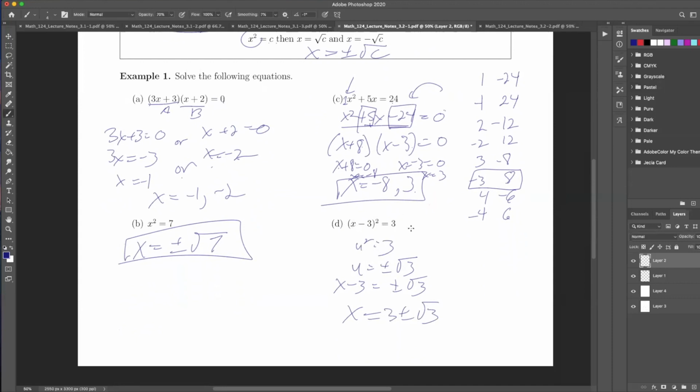Where I say u equals x minus 3. No, wait, it's u squared is equal to 3 and do this. Do you have to do the substitution? Absolutely not, right? If you just say x minus 3 squared is equal to 3, if I take the square root of both sides, this is plus or minus the square root of 3 and go from here. It's a two-step, okay?